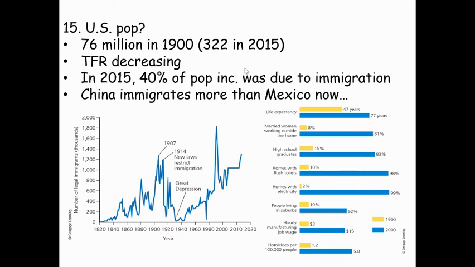And in 2015, 40% of the population increase was due to immigration. We are seen as the destination for many immigrants. And there are more immigrants coming from China than Mexico, which previously was our largest immigration total. Moving ahead in 5, 4, 3, 2, and 1.